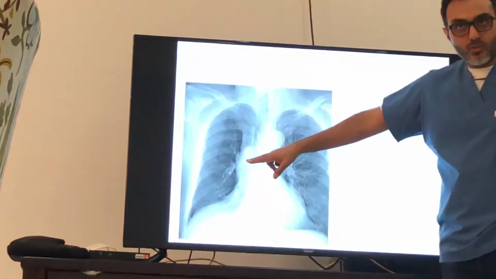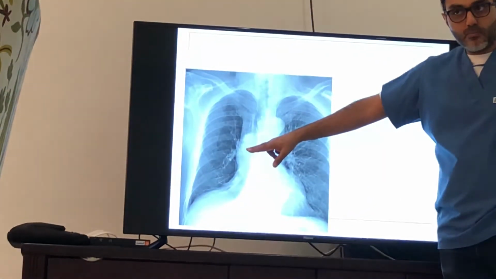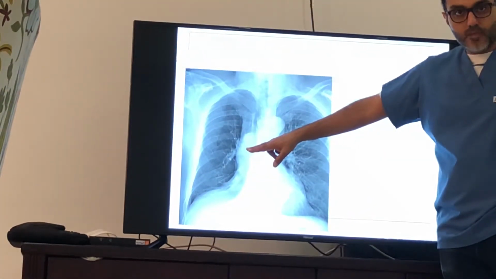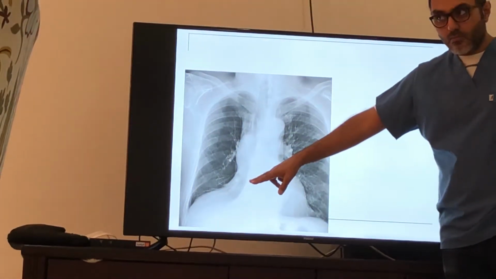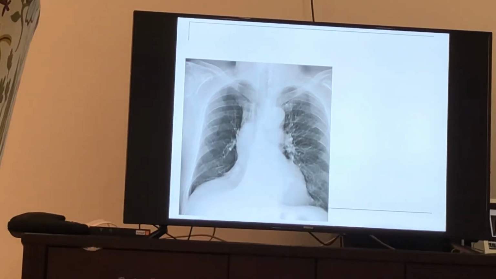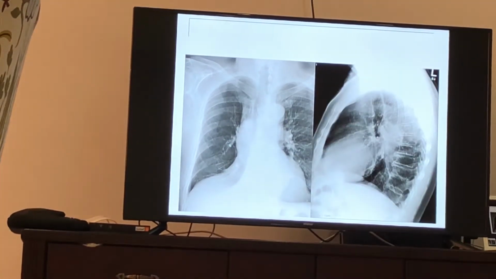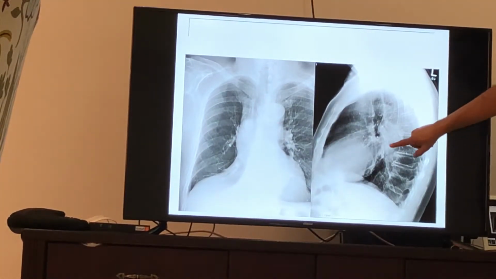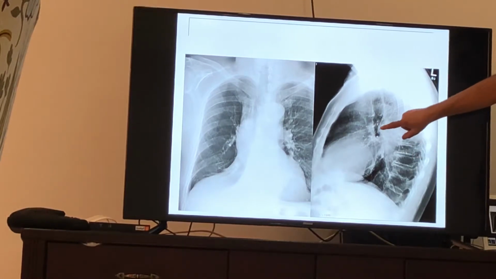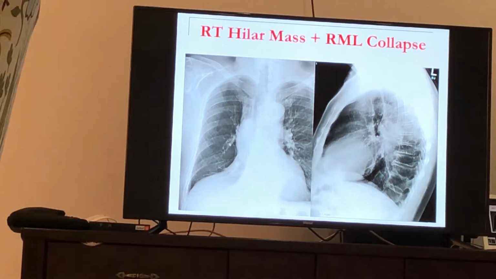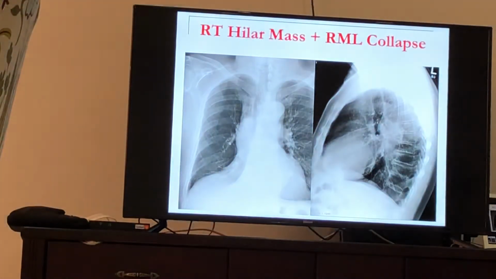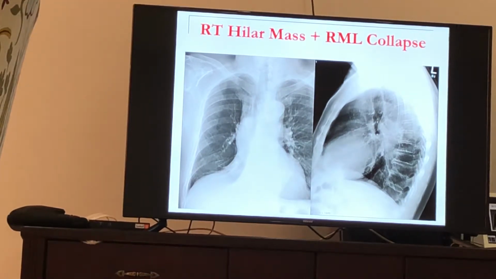What's this lesion? Right hilar shadow with right middle lobe collapse, which might mean there's a right hilar shadow right here. It's actually indenting the airways, by the way. And this would represent what? A right hilar mass or shadow complicated by right middle lobe collapse. This is for CT imaging.